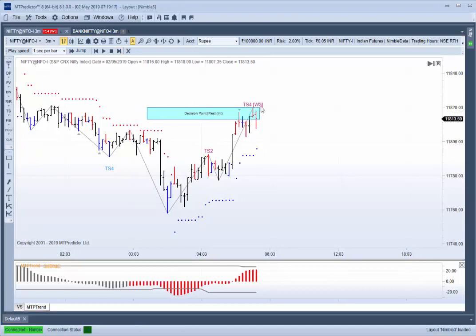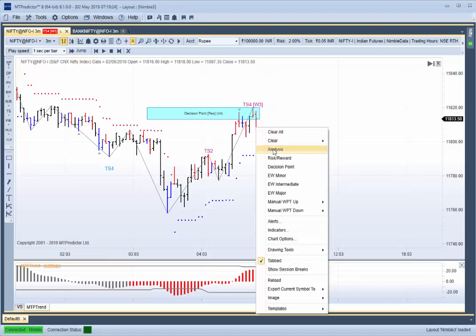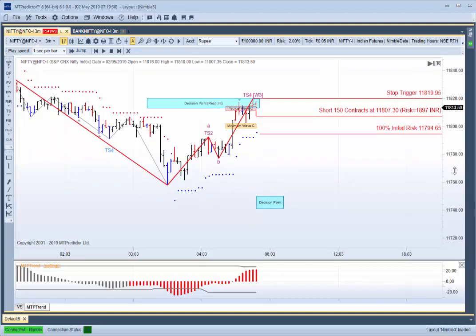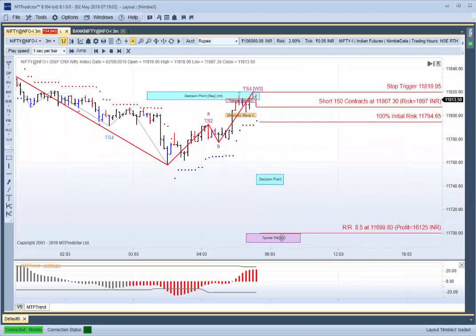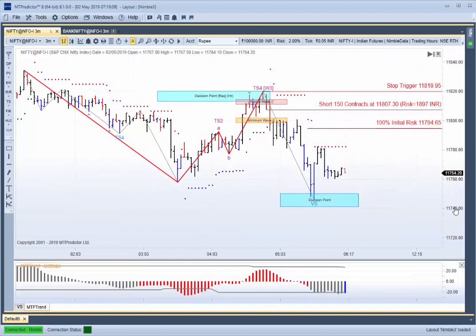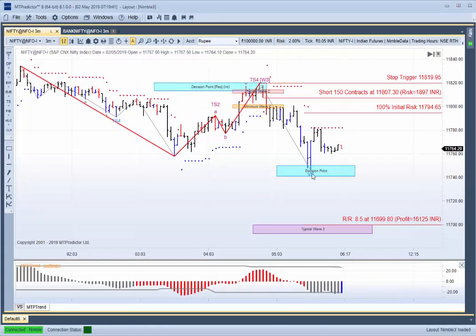We then got another wave 3 or W3 trade setup come in on this bar here. So we now right mouse click, do analysis, and again the position sizing would have taken care of the number of contracts, and that would have been our target right the way down there, the typical wave 3 WPT. If I turn training mode off, let's see what happened for the rest of the day. The market actually went down.